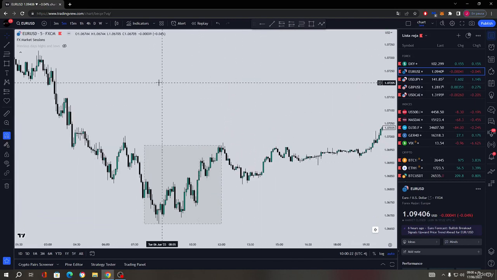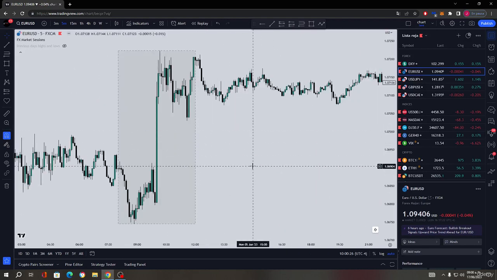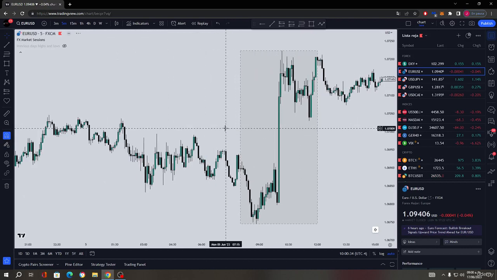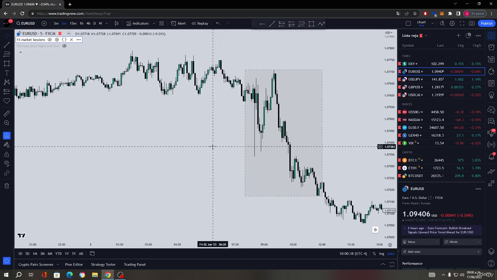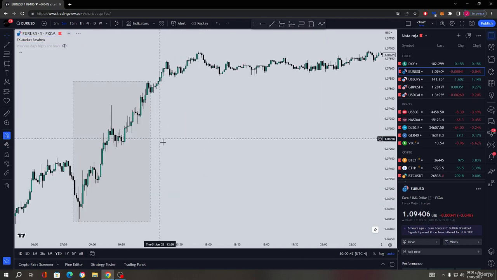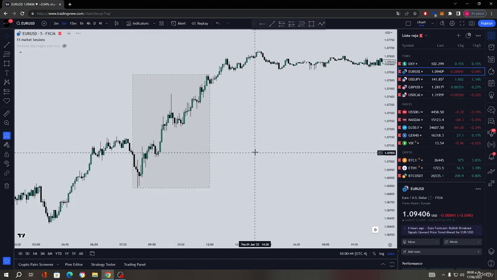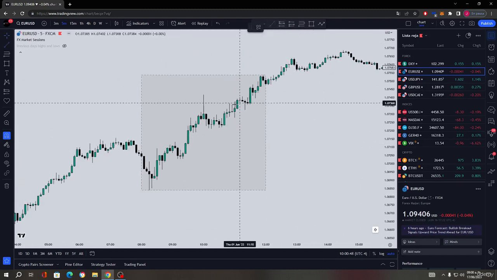Do we have any balanced price range right here? Not really. Let's look. Anything else? Nothing here. Anything here? Not really. Okay, this is the perfect example for you to understand.